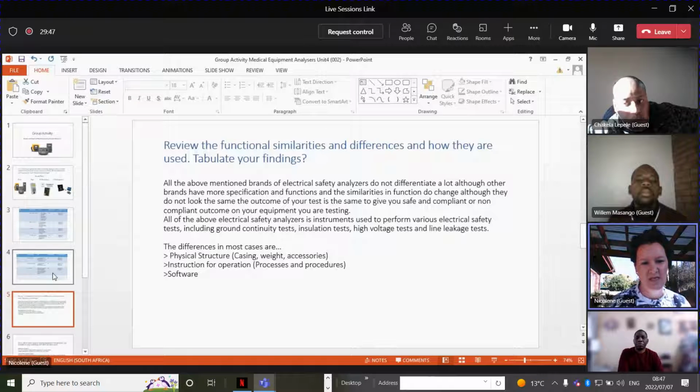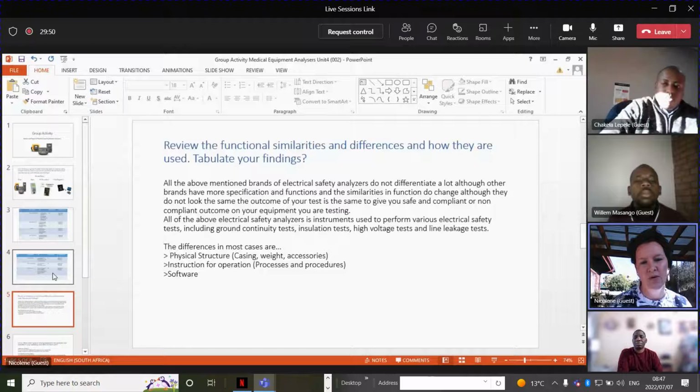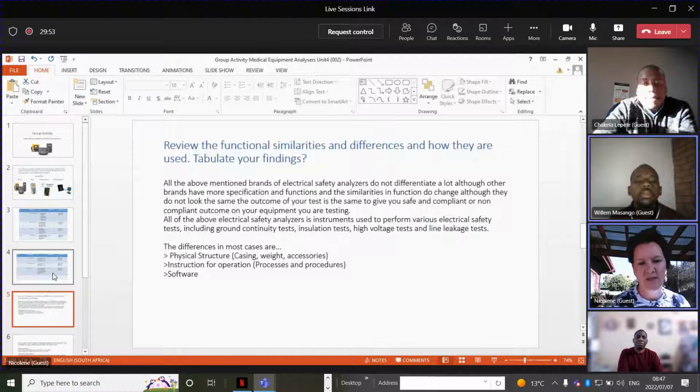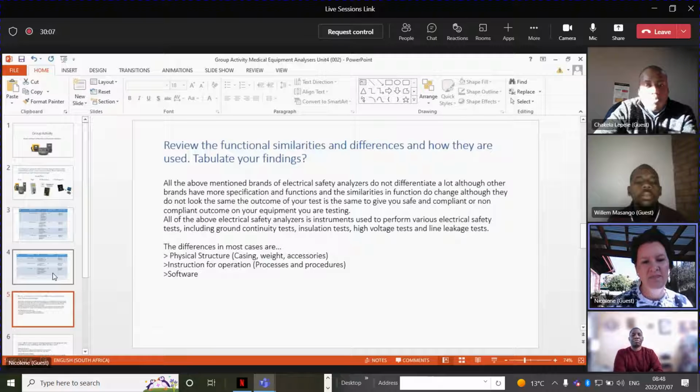The differences are mostly on your case or the physical side of it. Your case, your weight, your accessories that you get with the different types of simulators or analyzers, and the instructions of the operations are also different. Some software and operations are different from other analyzers, although your outcome is still the same, to have compliant or non-compliant testing equipment. So that was our outcome there.